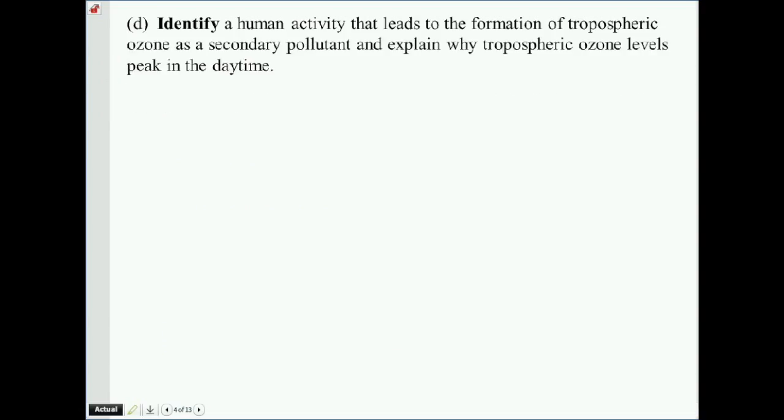Now, what is a human activity that leads to the formation of tropospheric ozone? That's the bad kind that is down where we live. That's the type of ozone we don't like, where we've previously been talking about ozone that we do like. So what is something that leads to the formation of tropospheric ozone? Yeah, that's perfect. Burning fossil fuels.